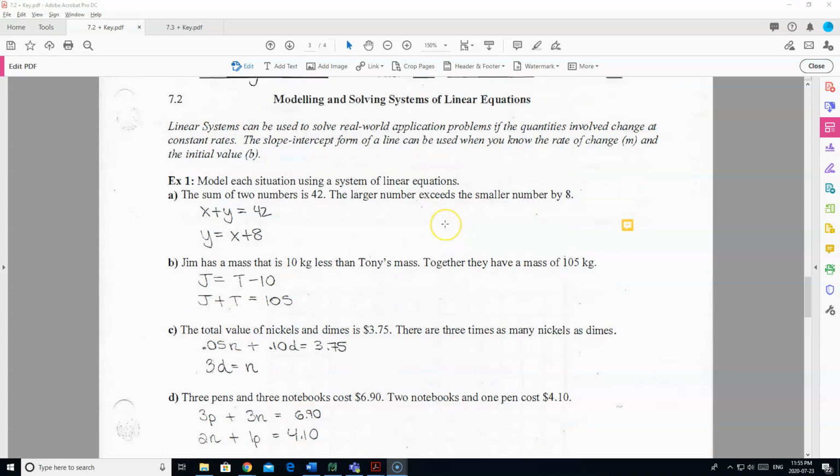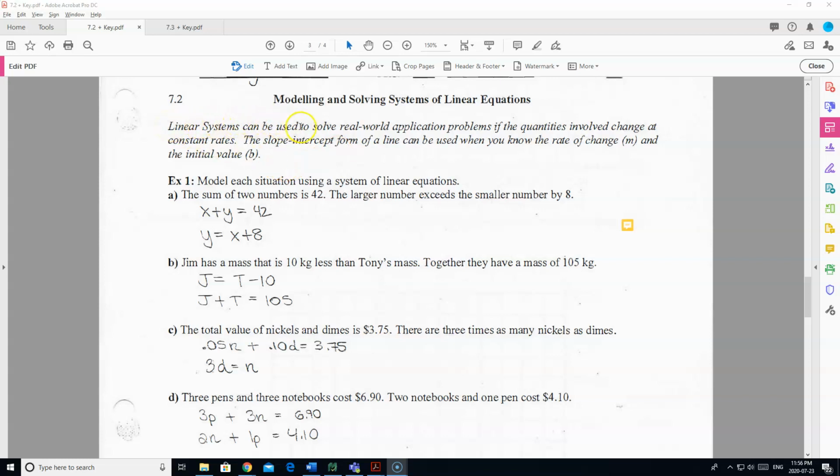Okay, 7.2, modeling and solving systems of linear equations. So it's going to be very similar to 7.1 in terms of solving it, but in this case you might get word problems and you're going to have to model an equation, or in most cases two equations, that model that situation. Okay, so let's go through this.